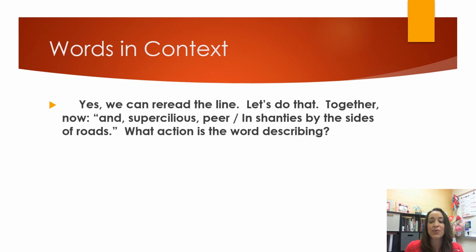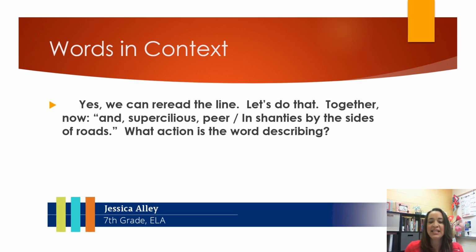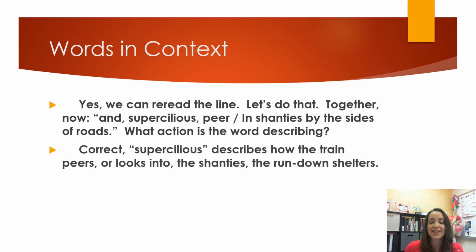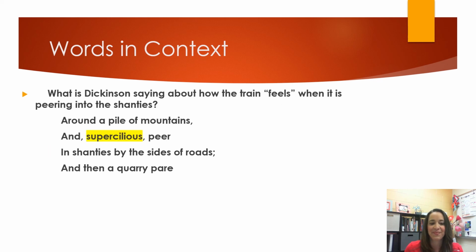Yes, we can reread the line. Let's do that together now. And supercilious peer, in shanties by the sides of roads. What action is the word describing? Correct. Supercilious describes how the train peers or looks into the shanties, the rundown shelters. What is Dickinson saying about how the train feels when it is peering into shanties?